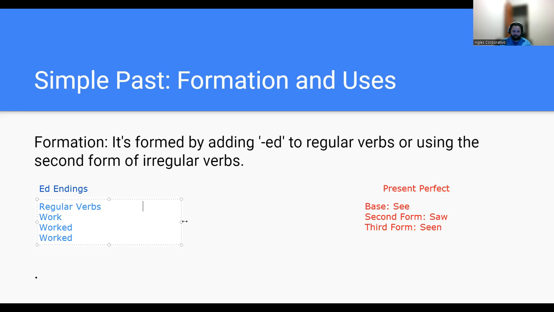I'm not going to have to explain that to you. And then we have irregular verbs. What would be another irregular verb? Begin. Okay, begin. We have begin, began, and begun as the past participle. So this is how we form a sentence in simple past.